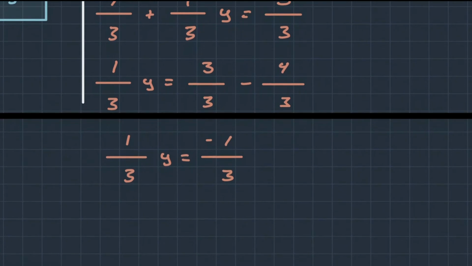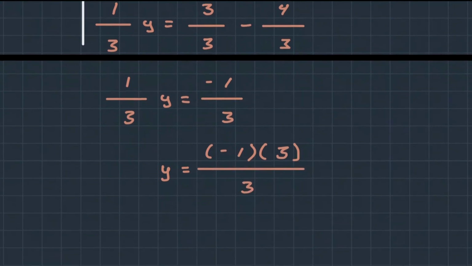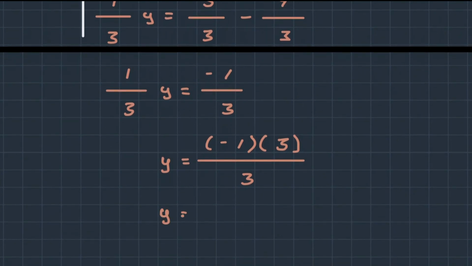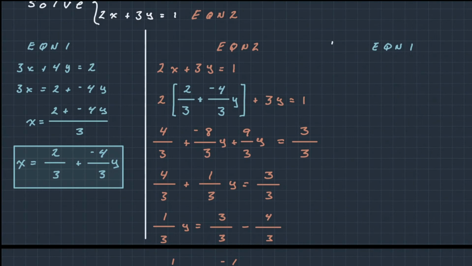Now I have a fraction equal to a fraction, so I'm just going to use some cross multiplication to speed up the solving process here. I'm going to take that factor which is in the left expression's denominator and express it as a factor in the numerator of the right expression. And our denominator is still 3. The product of negative 1 and 3 is negative 3, divided by 3 gives me a value of negative 1. We have just found the value of y, which is now negative 1.